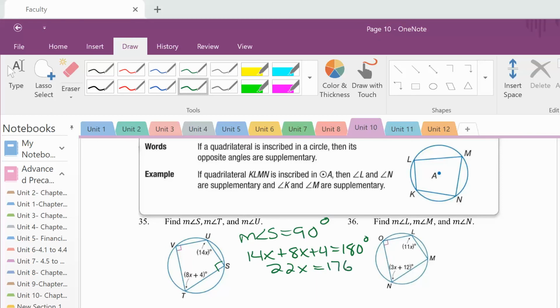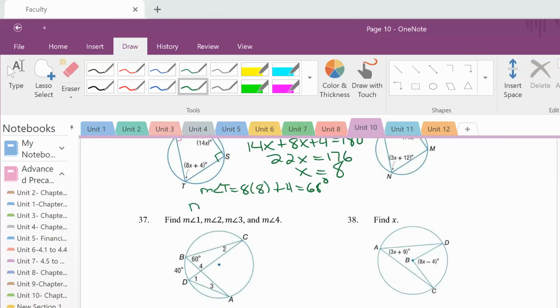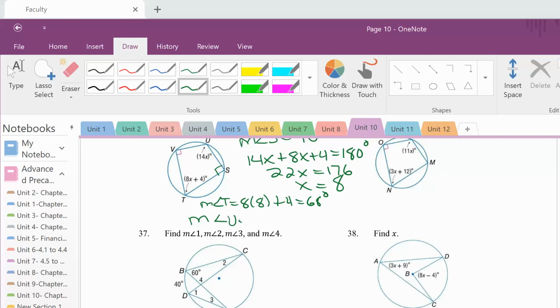Equals 176. So x is equal to 8. So then the measure of angle T is 8 times 8 plus 4, which is 68. And then the measure of angle U is 14 times 8, which is 112 degrees.